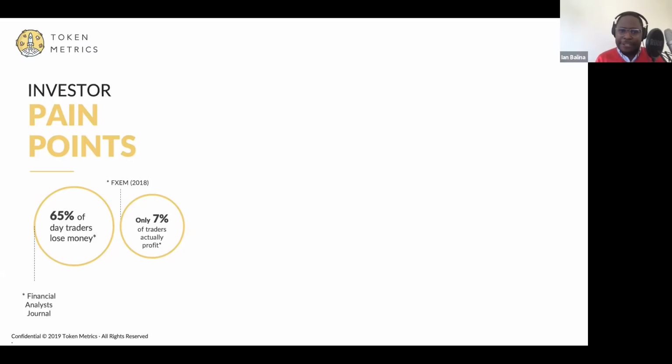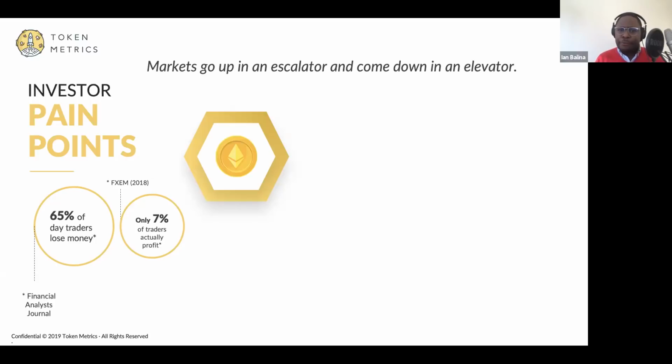If we just talked about this, we probably would not be as popular as we were, because everything was out there, transparent, in the open. This really changed the entire space. But one thing we've also learned in crypto, which comes from regular equity investing, is that markets go up in an escalator and come down in an elevator, meaning that profits you earn over time can be wiped out in a fraction of the time.